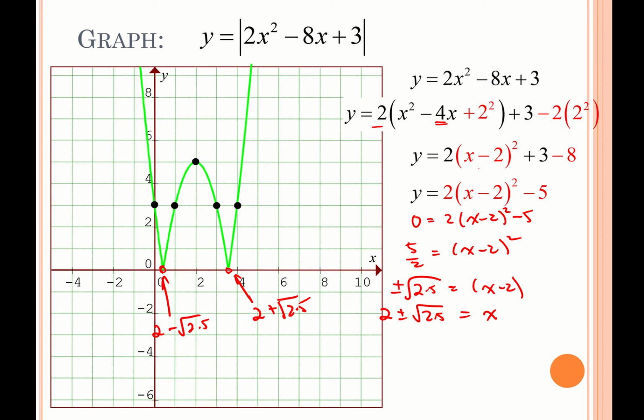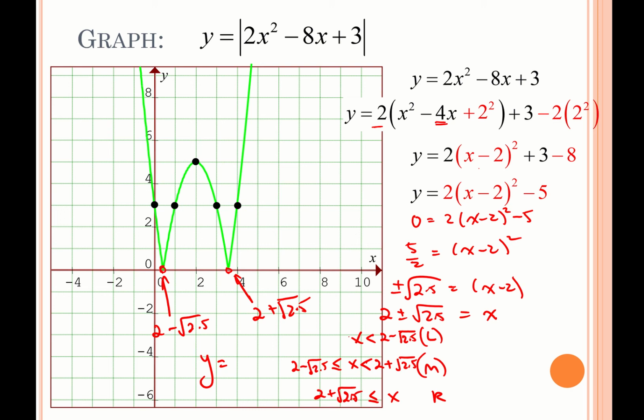Domain and range, that's easy. I'm just going to ignore it. So now you write your piecewise. So y equals left, middle, right. The left side is x is less than 2 minus the square root of 2.5. That's the left side. The middle is going to be x is greater than or equal to 2 minus the square root of 2.5, and x is less than 2 plus the square root of 2.5. Again, these values are from the x-intercepts. And the right side is x is greater than or equal to 2 plus the square root of 2.5.